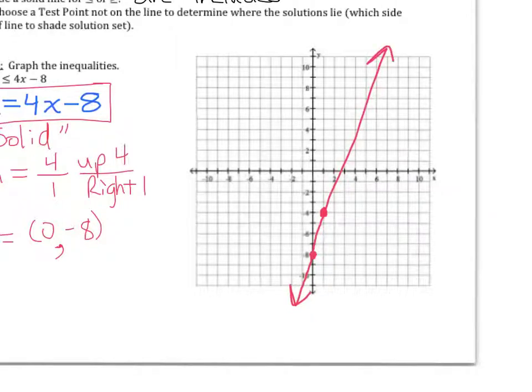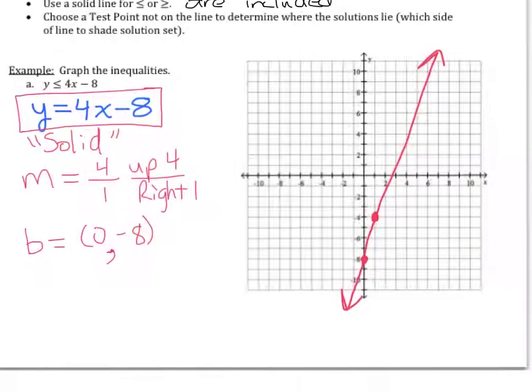And that is my equation graphed. Of course, this is an inequality, right? And so my solution is either going to lie on this side of my line in this area over here, or it's going to lie on that side of my line over here. I've got to figure out which one.